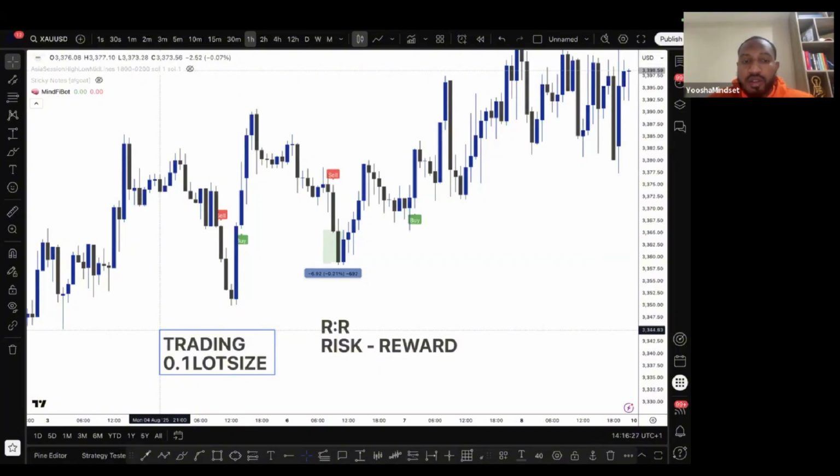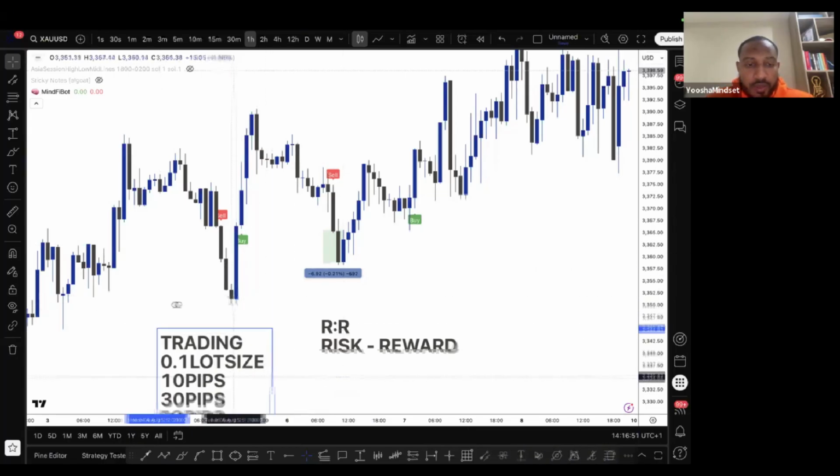If you're risking $10, for example, on 0.1 lot size, that is 10 pips, right? If you're risking $30, that is 30 pips. If you're risking $50, that is 50 pips on 0.1, right?